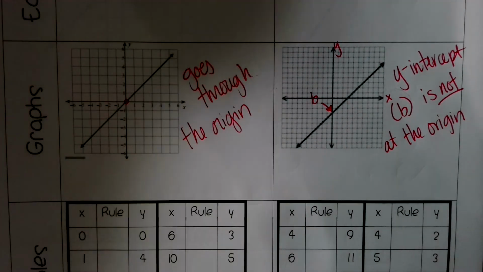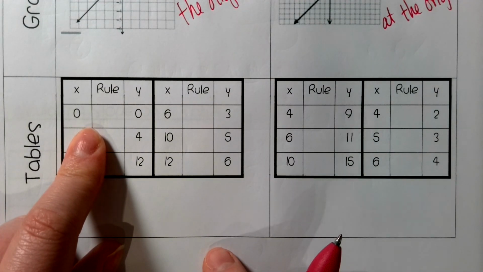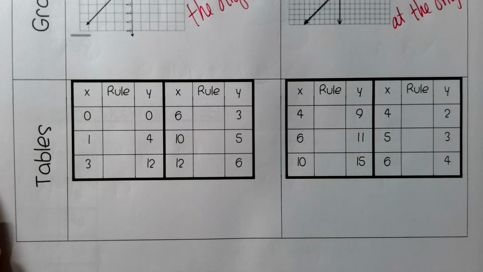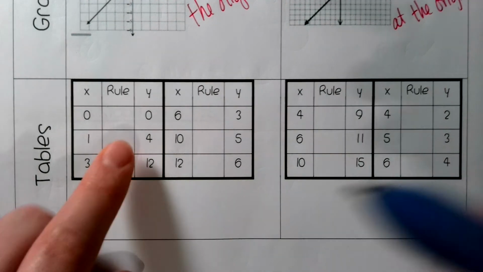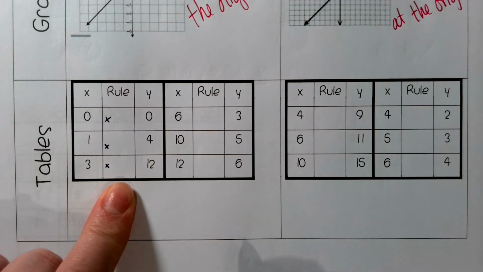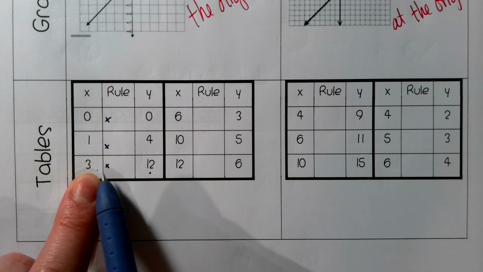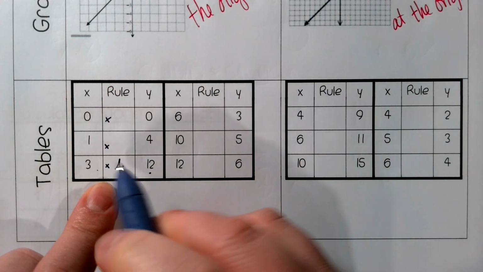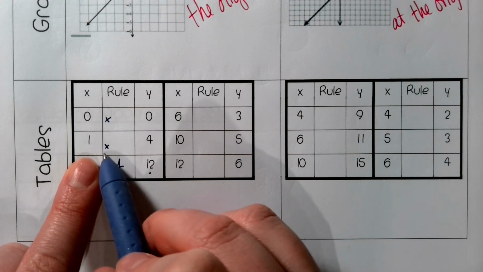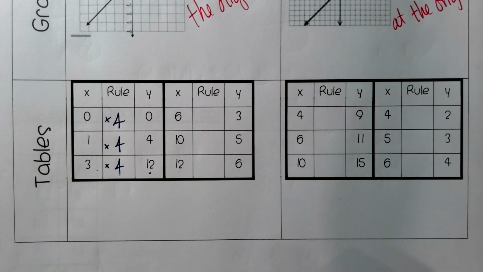And then lastly, the tables. On a proportional graph, you're going to be multiplying times something every time. We're going to be multiplying times the same number or dividing by the same number every time. So for here, how do I go from 3 to 12? Times 4. And that's going to be the same for all of these. 1 times 4 is 4. 0 times 4 is 0.